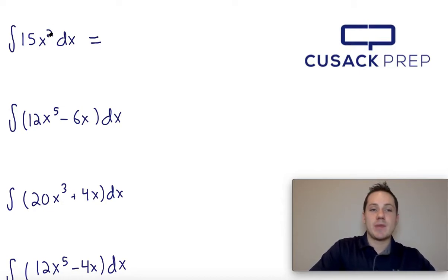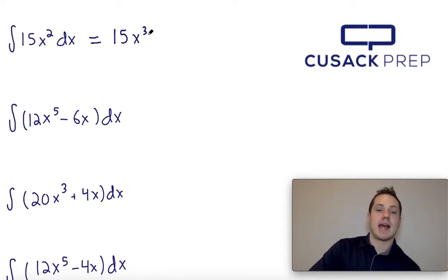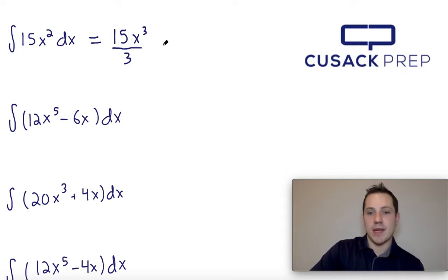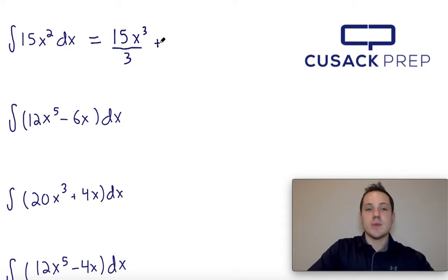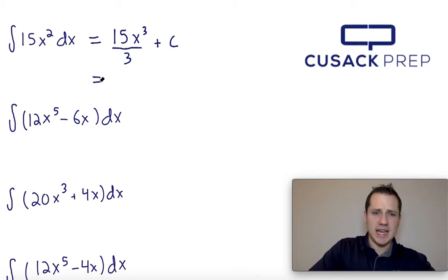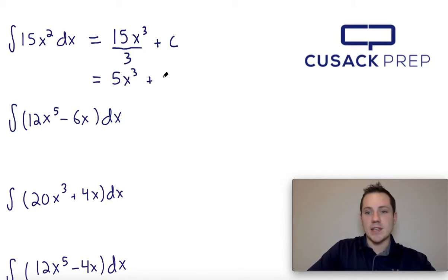So since my exponent here is 2, if I add 1 to the exponent, I'm going to have 15x now raised to the third. And then I have to take that value and divide it by the new exponent. So that's going to be dividing by 3. With all integrals, we always add this plus c term at the end. So 15x cubed divided by 3 is going to simplify to 5x cubed. So we would have 5x cubed plus c.